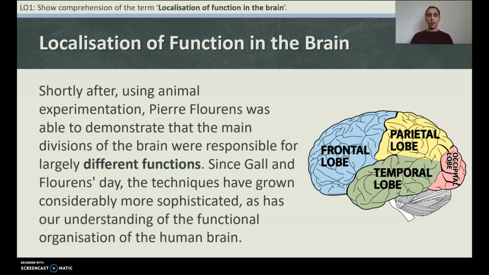Since Gall and Flourens' day, the techniques have grown considerably more sophisticated as technology has got better, as has our understanding of the functional organization of the human brain. As time's gone by, we've got a better understanding of the brain. Now we've got a much better understanding than before. In the future, we'll probably have an even better understanding.